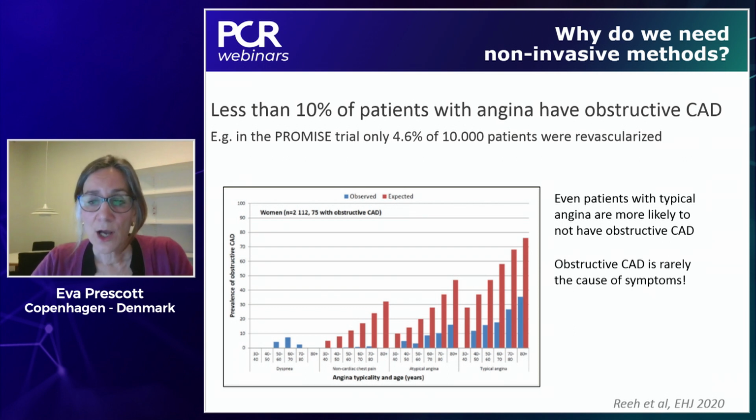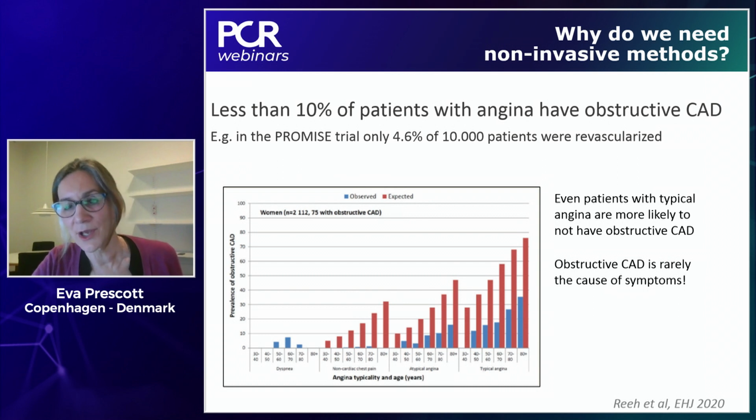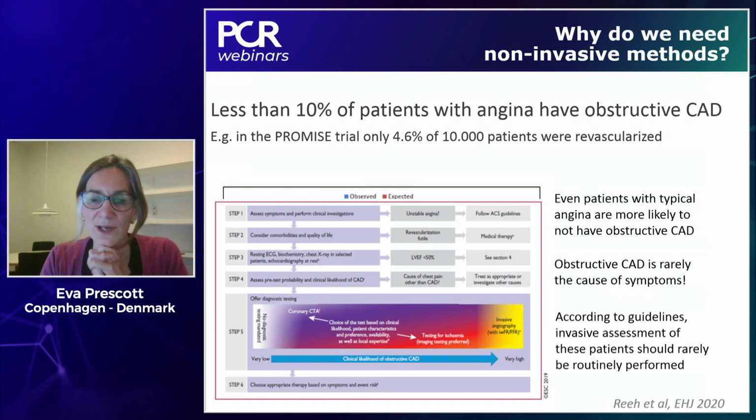So obstructive coronary arteries are rarely the cause of the symptoms. Of course, we all know that. I'm probably preaching to the already convinced, but this is important because according to guidelines, these patients should go through non-invasive assessment, and they should rarely be routinely referred to invasive assessment. So what do we do with these patients who have the same symptoms and the same need of management?